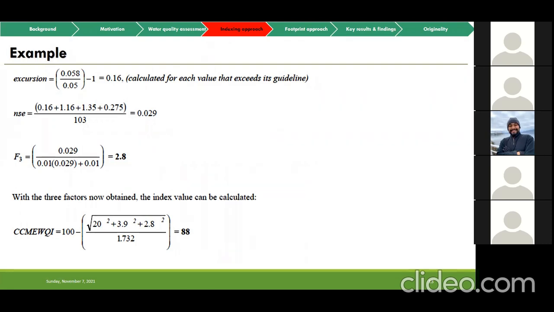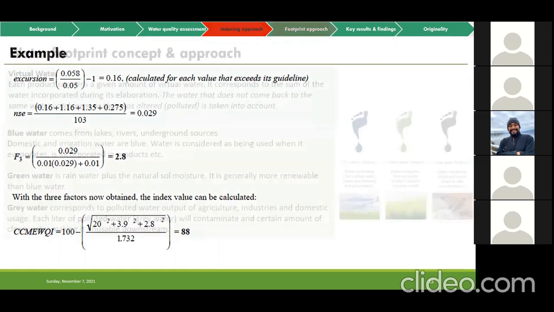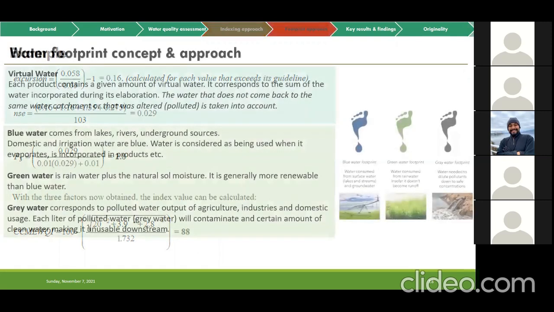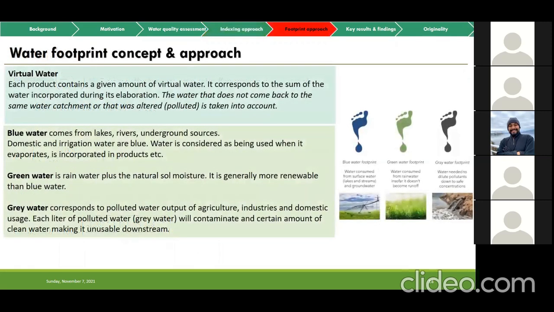Now, this approach is very common. People have applied it, and still apply it. But this approach just merely gives everything on a number scale. Those numbers sometimes don't mean anything. The water quality CWK score is 88. What does this mean? How are you going to use those scores to further improve the water quality? So that's why, with more development, the concept of footprint came into being.